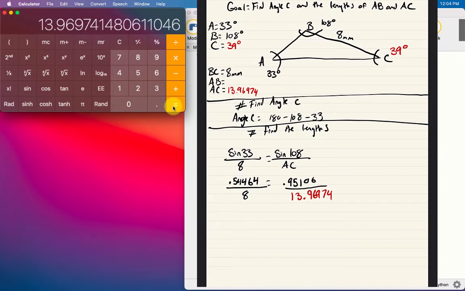So now we've solved for AC, so now we need AB. Let's look at our triangle. We need to figure out the sine of 39. So let's do that. I'm just going to block that off. We'll do, again, sine of 33. And actually, I'm going to delete that, because we already know what that is.